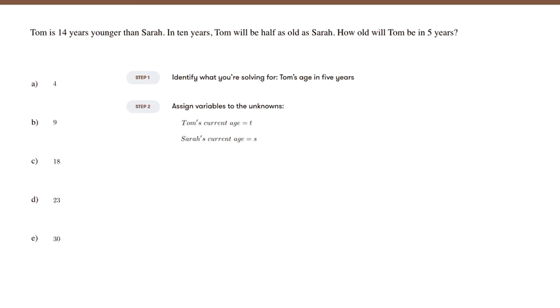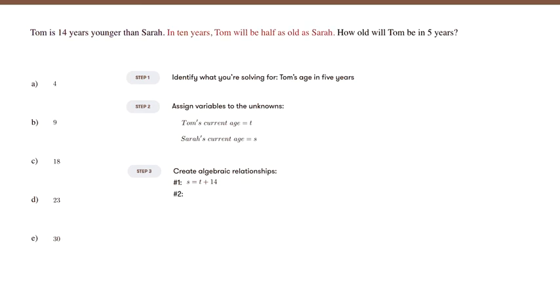Now that we've assigned variables, our next step is going to be to create algebraic relationships. So for our first relationship, we're told that Tom is 14 years younger than Sarah. Since we're trying to solve for Tom's age in 5 years, let's express Sarah's current age in terms of Tom's current age. If Tom is 14 years younger than Sarah, then that means Sarah is 14 years older than Tom. So we can express Sarah's age as t plus 14.